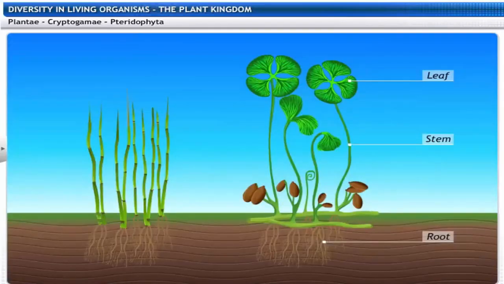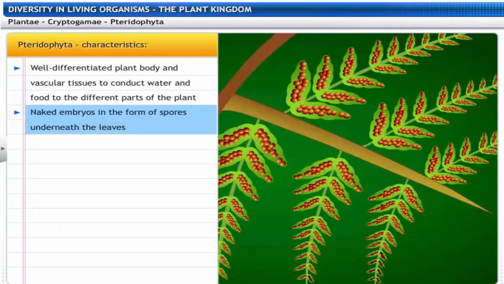Unlike thallophytes and bryophytes, the plant body of pteridophytes is differentiated into stem, leaves, and roots. They also have vascular tissues to conduct water and food to the different parts of the plant. Like thallophytes and bryophytes, these plants also have naked embryos in the form of spores underneath the leaf.